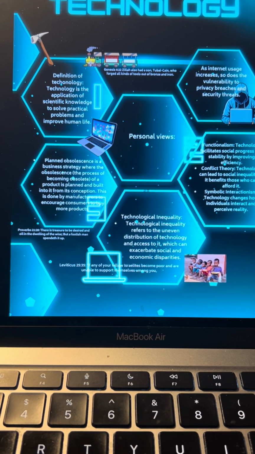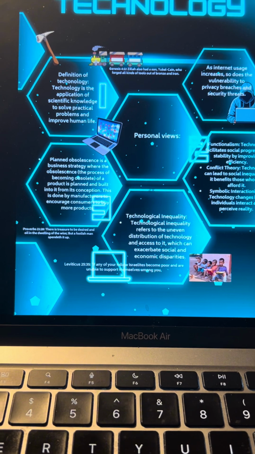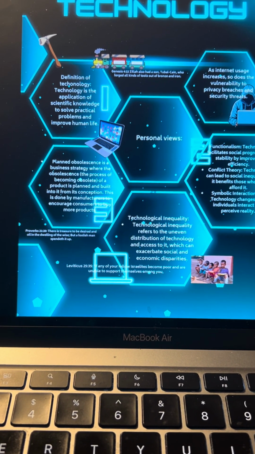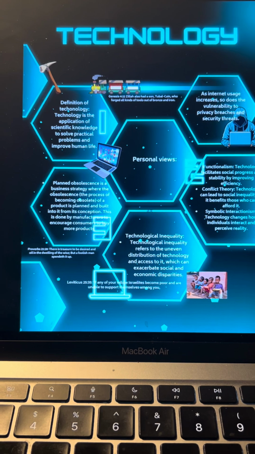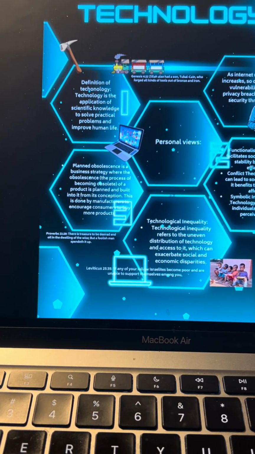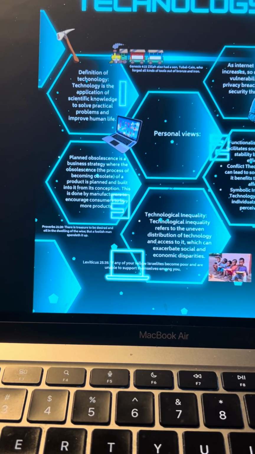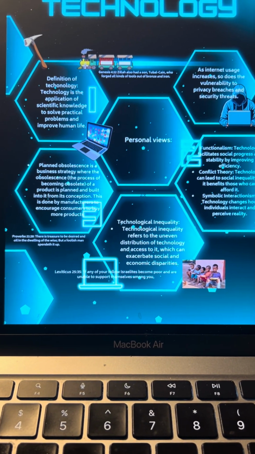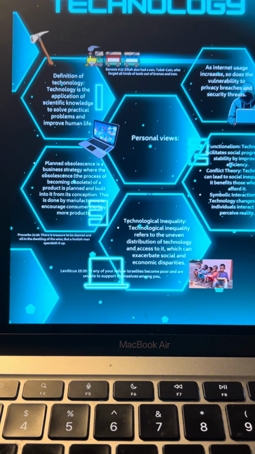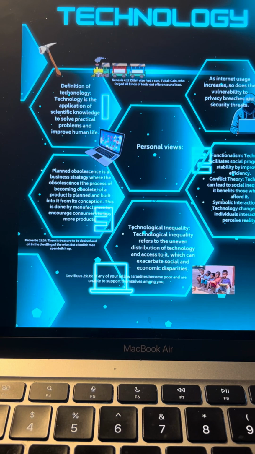human lives. From ancient tools like the abacus to modern computers and smartphones, technology has continuously evolved, profoundly impacting every aspect of society, including agriculture, healthcare, and communication.